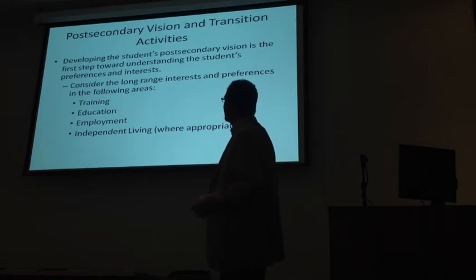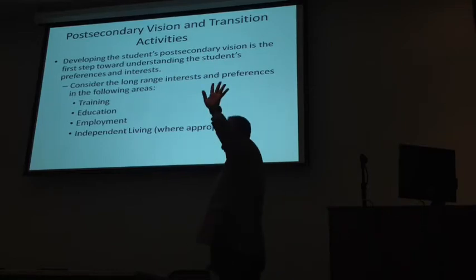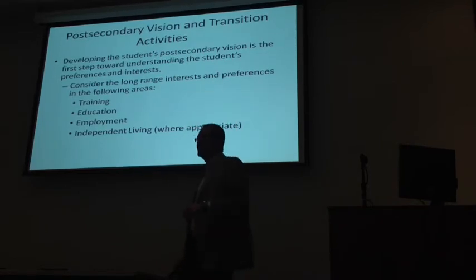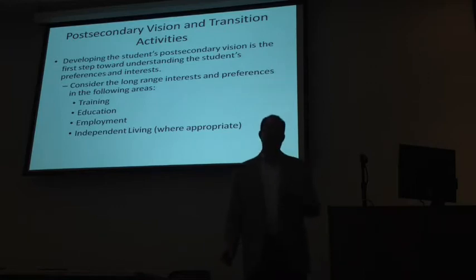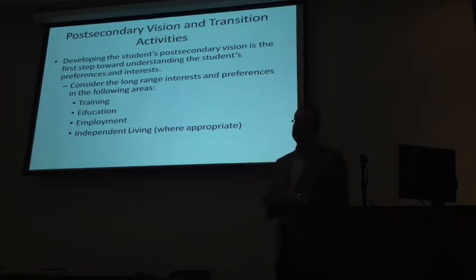Again, the post-secondary vision and transition activities. These are the 4 areas. Again, stop me if I'm going too fast, but I want to get through all the slides. So these are the 4 areas that have to be considered. It does not mean that they have to have goals and objectives with them, but those are the 4 areas that have to be considered for transition planning. And that would be whether or not there's training needs, education needs, employment needs, or independent living.